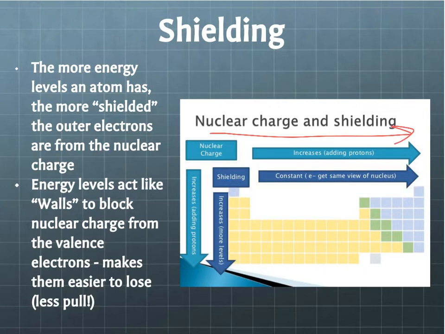But going down a group this way, we have more protons. Yay! That's more nuclear charge, but we also have more energy levels. So that means we have more shielding. So from left to right, there's more attraction, but down, not so much, because those extra energy levels are blocking the attraction, canceling out that extra proton stuff going on.